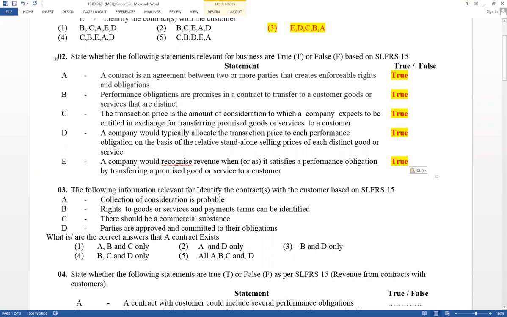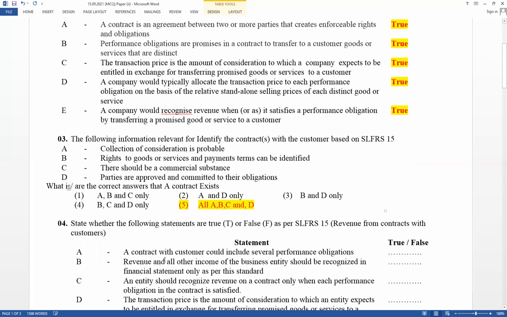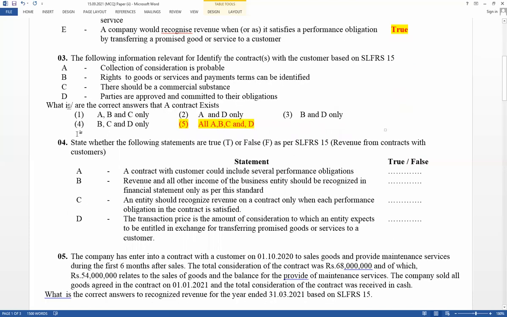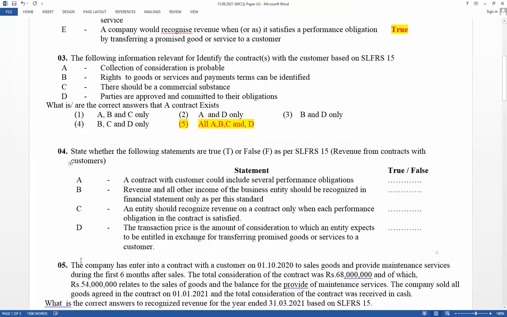කටපාඩම් කරගන්න. Therefore, question number 3, also all A, B, C, D. Those are things should be included in the contract. Contract exists. Next one, fourth one. Fourth one, this is the last year paper. That part I have discussed before that also. Question number fourth one, think about. State whether the following statement true or false. Based on SLFRS 15, revenue from contract with customers. ඔන්න ගිය පාර paper එකේ අහව මේක.